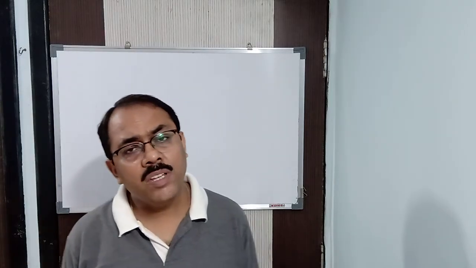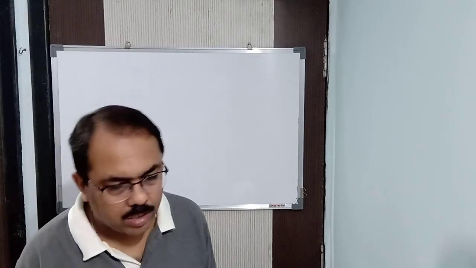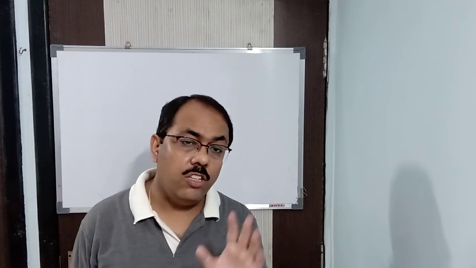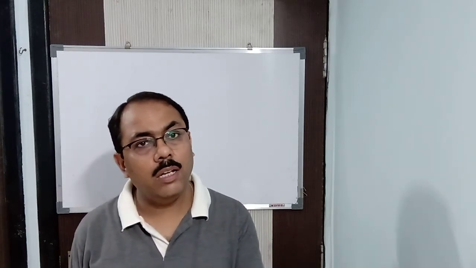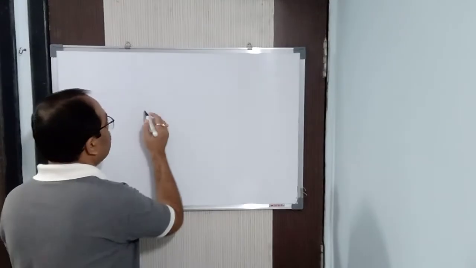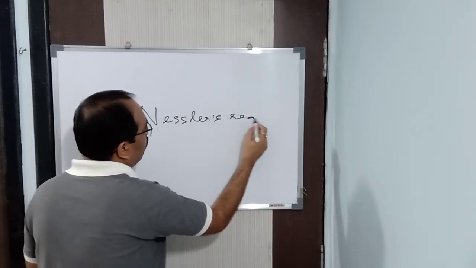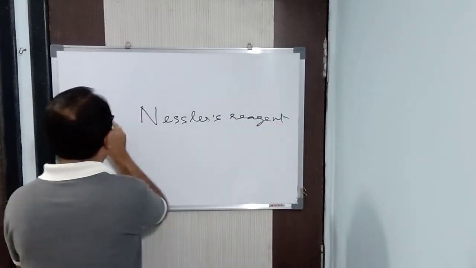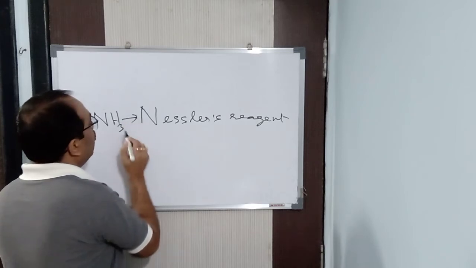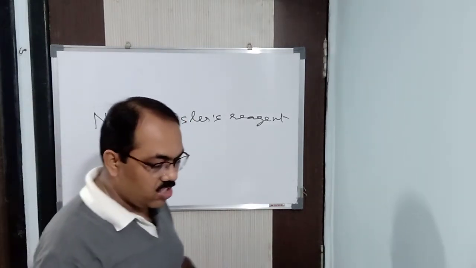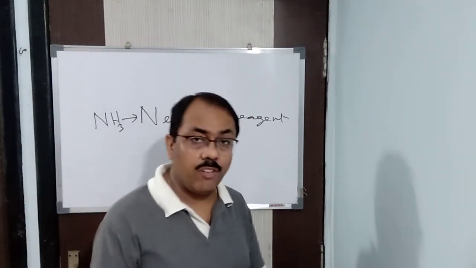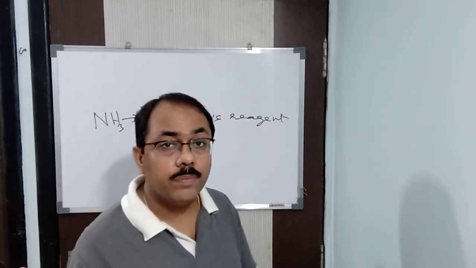We can also separate gases by using a suitable solvent. Suppose you have a mixture of ammonia and oxygen. You can use a suitable solvent. Ammonia is soluble in Nessler's reagent. So when you pass the mixture through Nessler's reagent, ammonia will get dissolved in it, leaving behind oxygen.